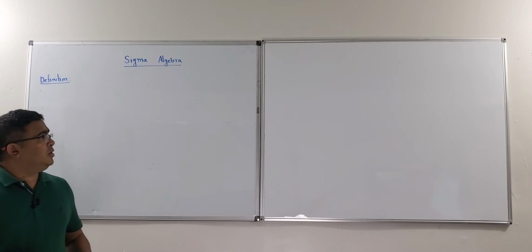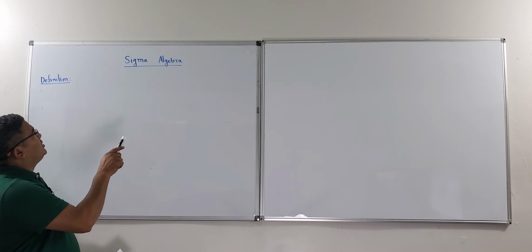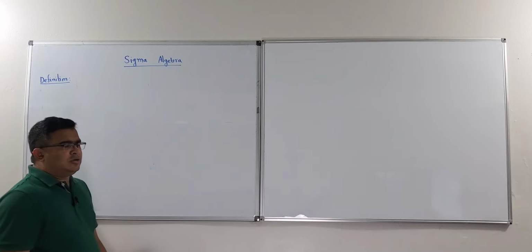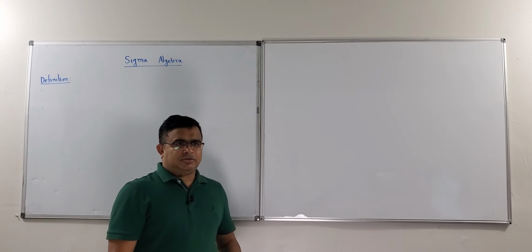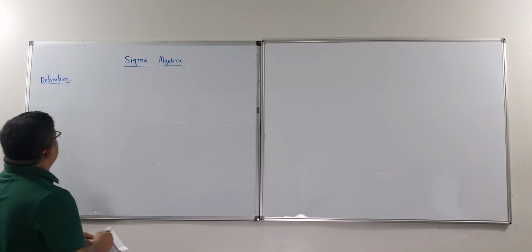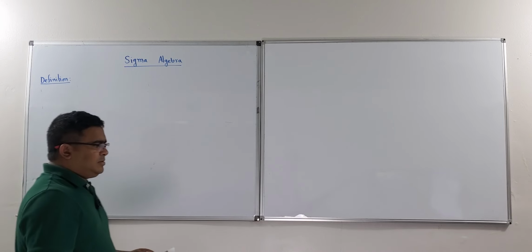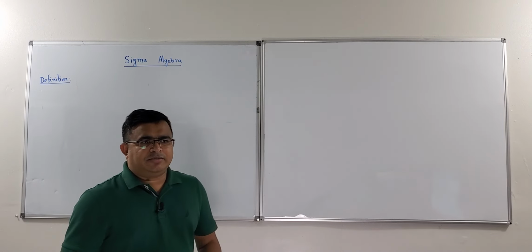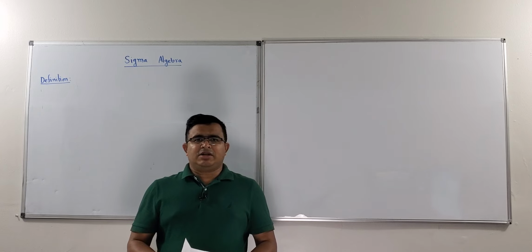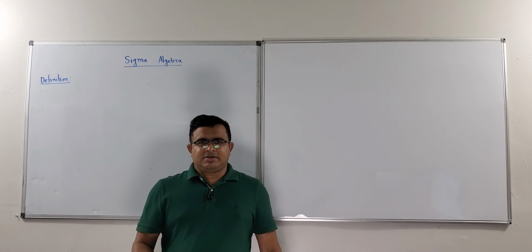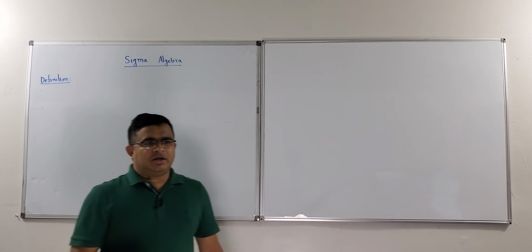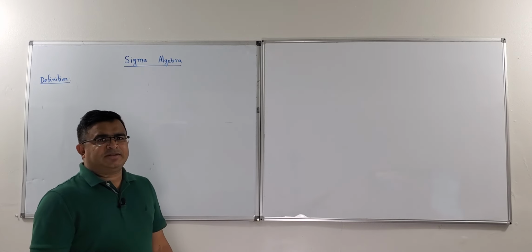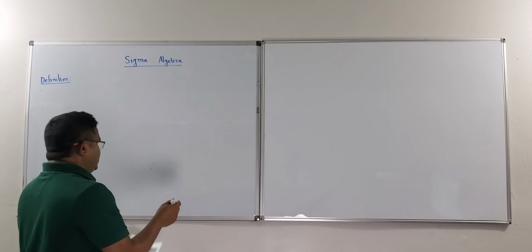In this video, we will learn the definition of sigma algebra and we will also learn some examples. We normally define sigma algebra for a non-empty set X. A sigma algebra is just a collection of subsets of that set X which satisfy some properties. Now, we are going to list what properties need to be satisfied.